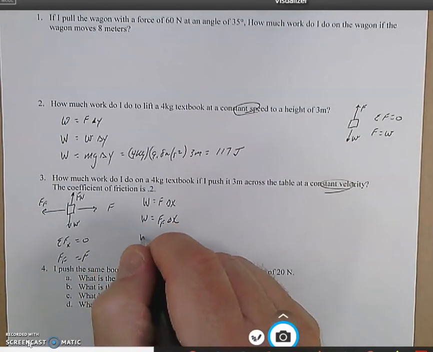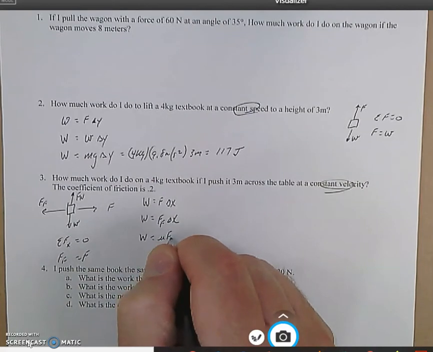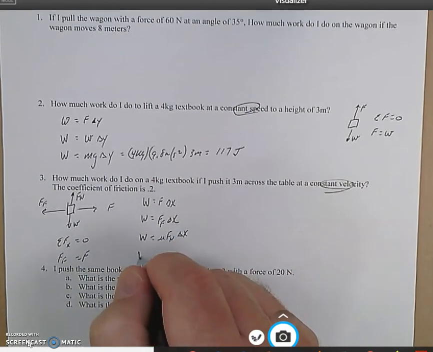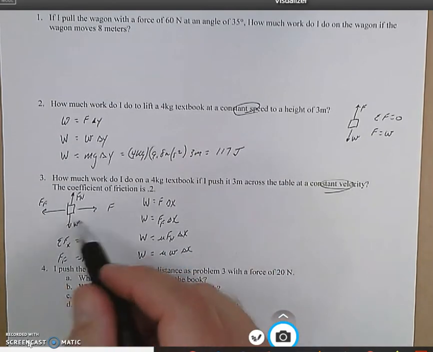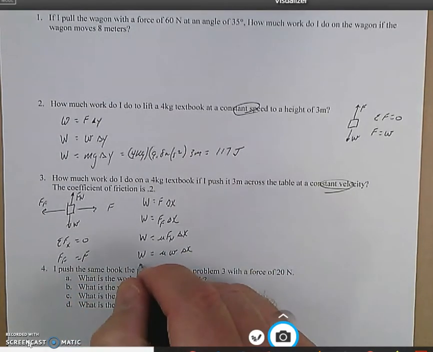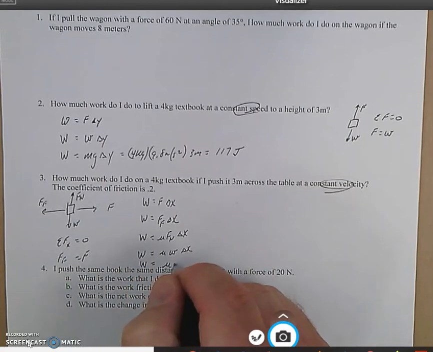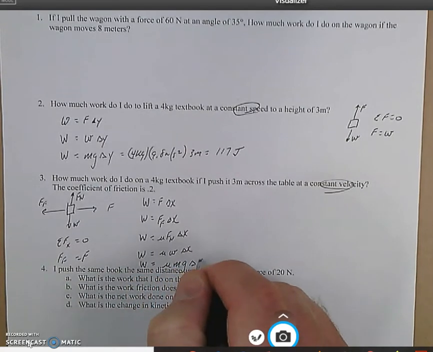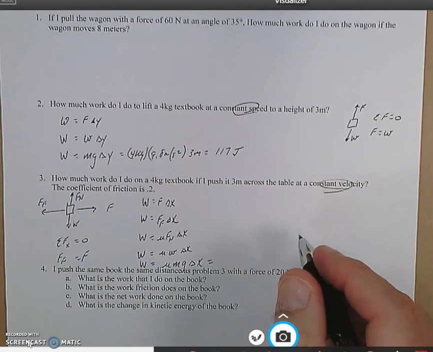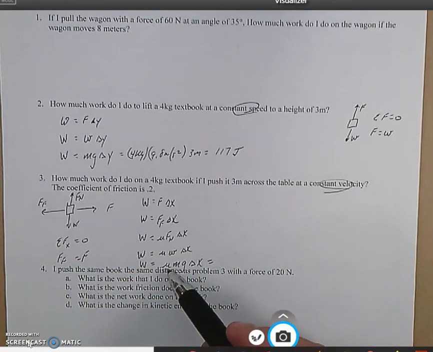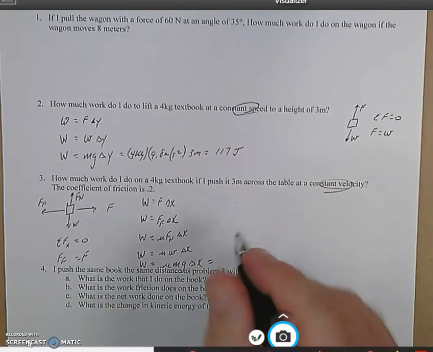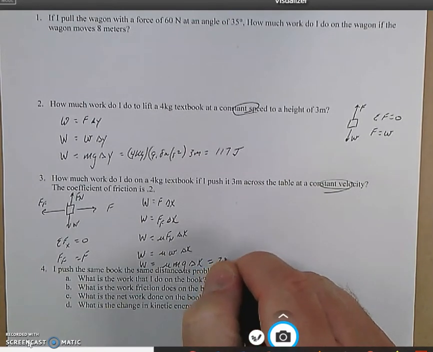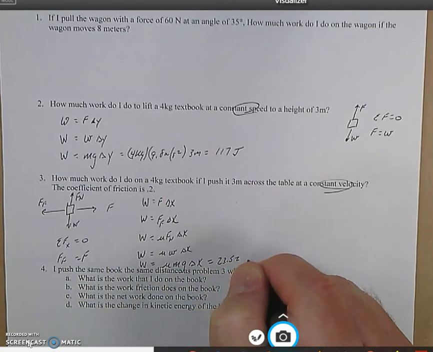Well, how big is the friction force? It's mu times the normal. We've been through this. Or mu times the weight, because we know that the weight and the normal force have to be equal to each other. Or mu times m times g times delta x. And if I plug in all those numbers, 0.2 times 4 times 9.8 times 3 meters, I'm going to get 23.52 joules.